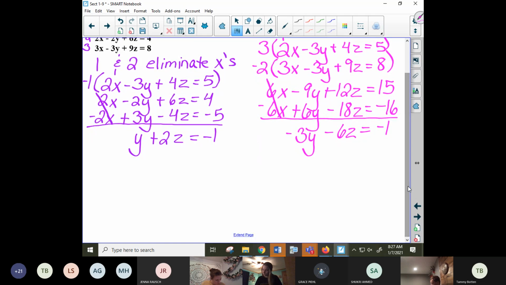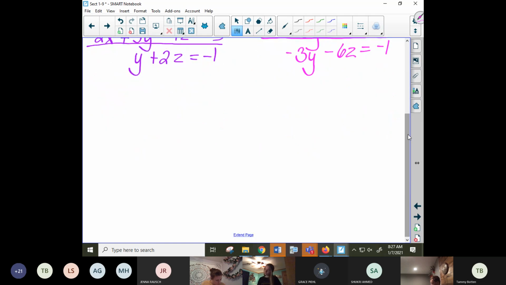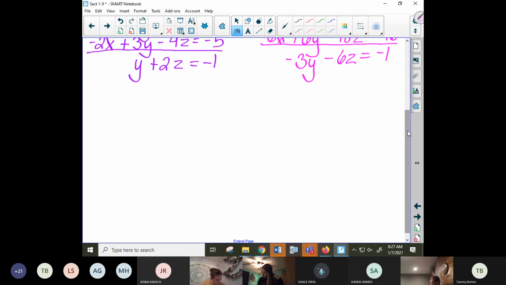Okay? So again, now I have two equations with two variables in each of them. So I'm going to take this one and just write it down below this one. So negative 3y minus 6z equals negative 1. Okay? And then again, what we're going to try is to eliminate either our y's or our z's. And it doesn't matter. I'm going to take the top and I'm going to try to get rid of my y's. So I'm going to multiply by 3.